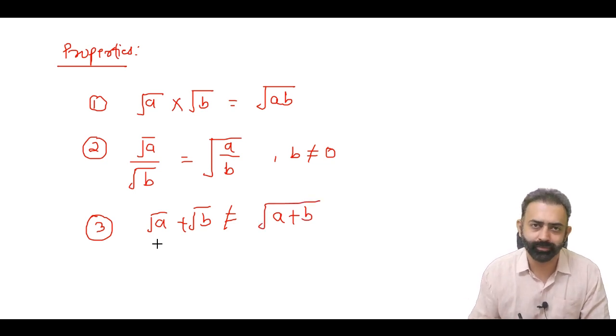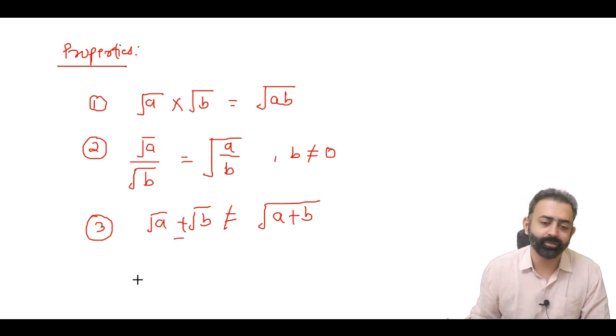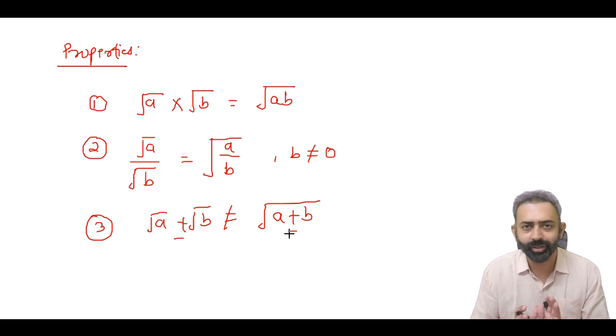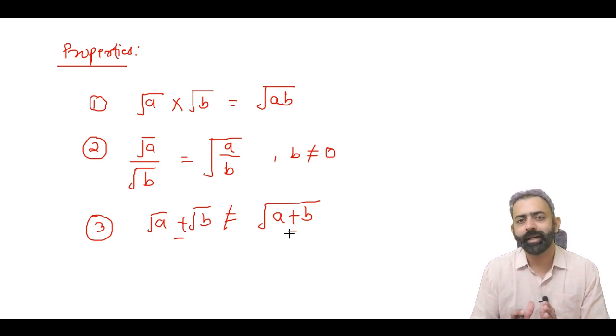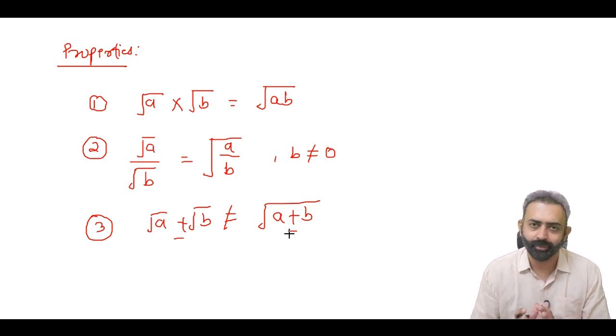This is a word of caution. Whatever is valid for multiplication and division is not valid for either subtraction or addition. Meaning, if you have two numbers, you take the square root of those two numbers separately and then add or subtract, this won't give you the same answer as first adding or subtracting and then taking the square root. I think this is quite clear.